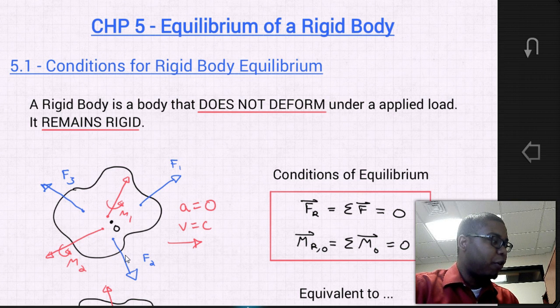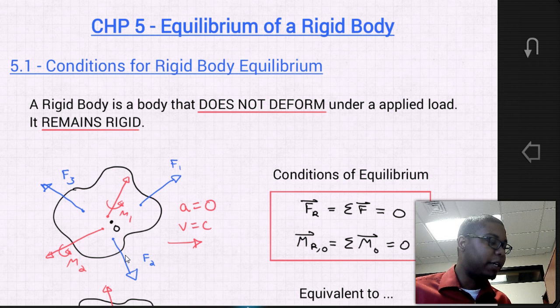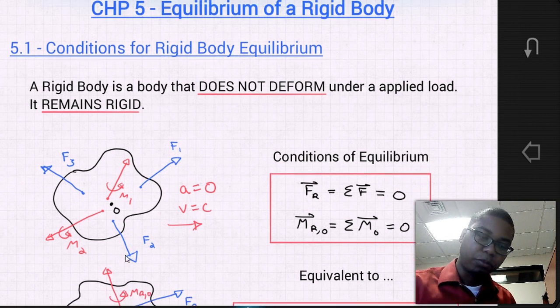Today we're going to start going over Chapter 5, which is titled Equilibrium of a Rigid Body. In this video we're going to do sections 5.1, which are conditions for rigid body equilibrium, and sections 5.2, which are 2D free body diagrams. So let's go ahead and get started with section 5.1, conditions for rigid body equilibrium.